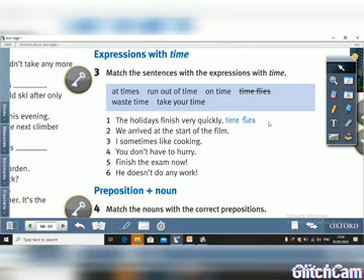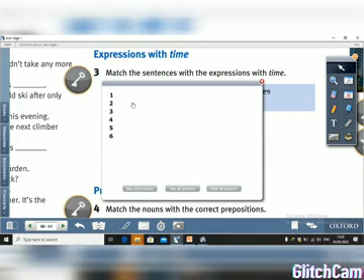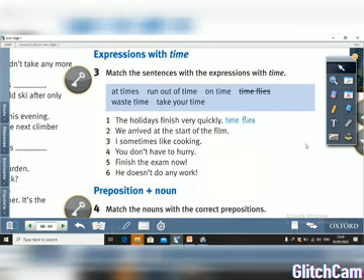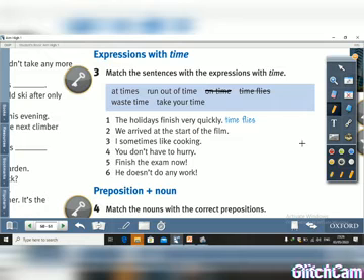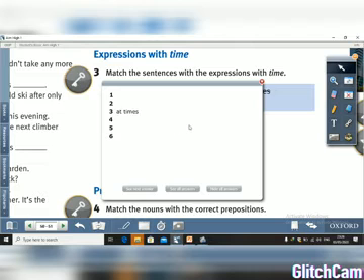We arrived at the start of the film. So we arrived on time. Excellent. We arrived on time. Number three. I sometimes like cooking. I sometimes like cooking. Okay. At times I like cooking. Okay.